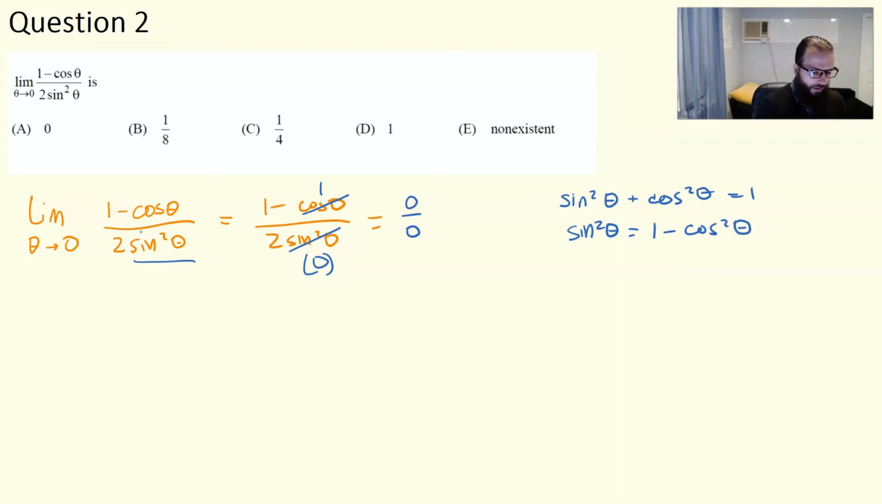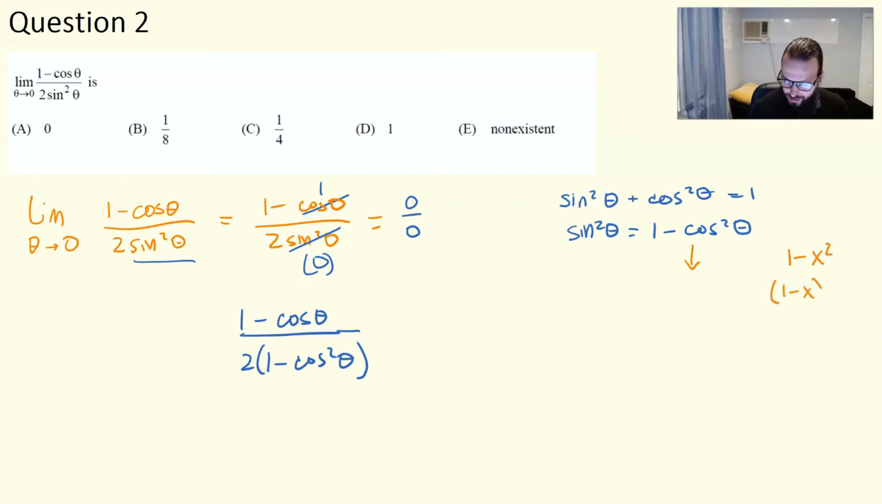Well, if we have the numerator as 1 minus cosine of theta, getting it all into one trig ratio could be very helpful to simplifying the problem. So we've got 1 minus cosine of theta over 2 times 1 minus cosine squared of theta. Now, let's factor 1 minus cosine squared of theta using difference of squares. So if we had, for instance, 1 minus x squared, we could factor that into 1 minus x times 1 plus x. So here then, this would factor into 1 minus cosine of theta times 1 plus cosine of theta.